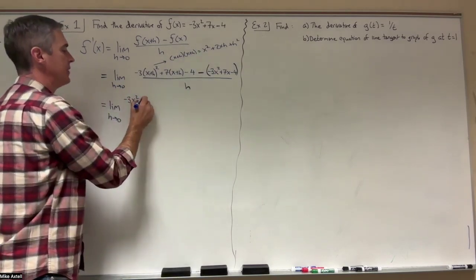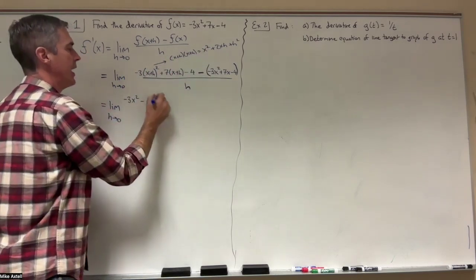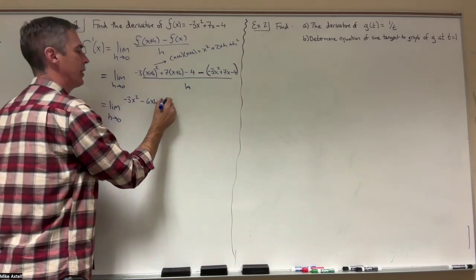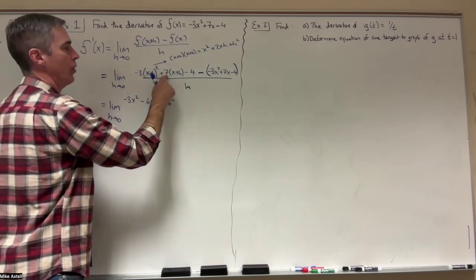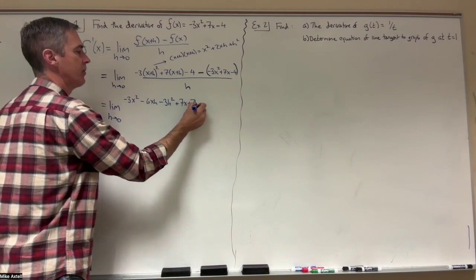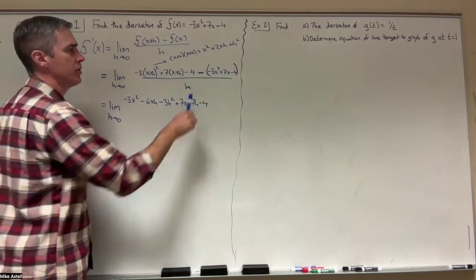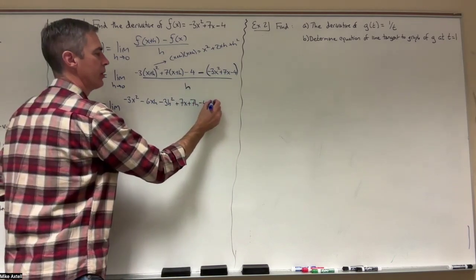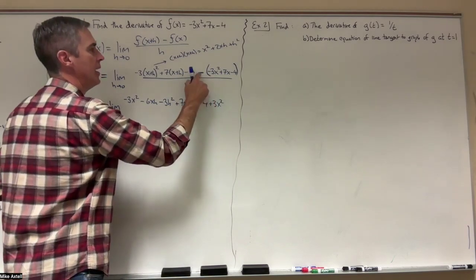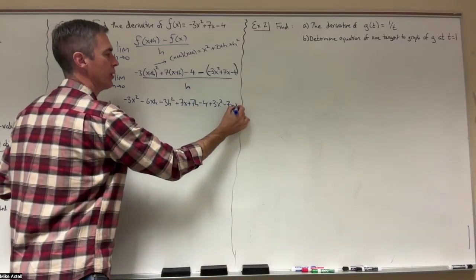I'd have a -6xh when the -3 hit the 2xh, and I'd have a -3h squared. Run the 7 through, so it'd be plus 7x plus 7h minus 4. Run the negative sign through, so negative a -3x squared would be plus 3x squared, -7x, and negative a -4 would be plus 4.